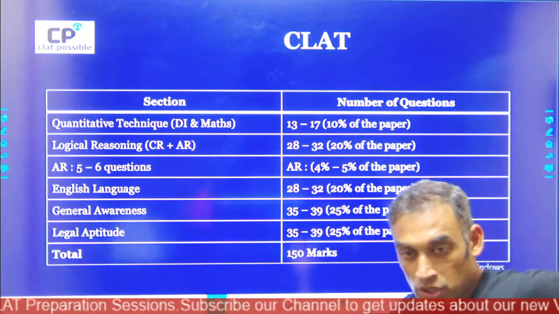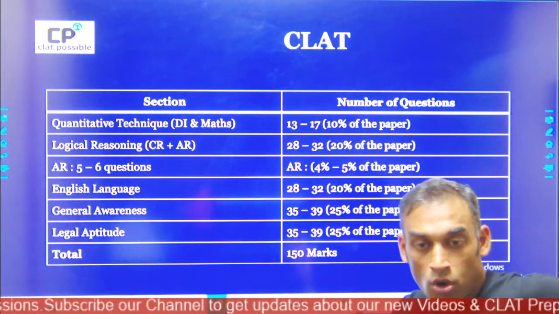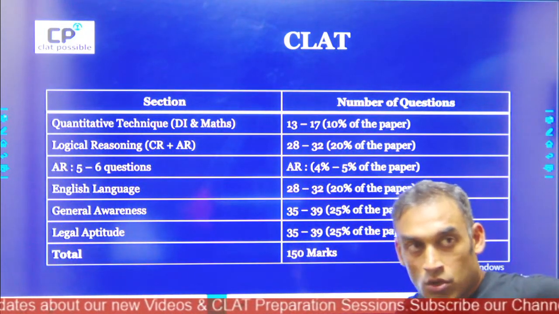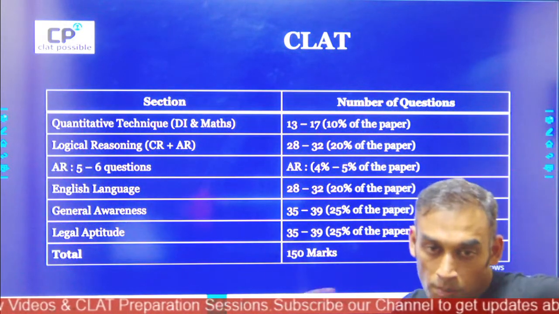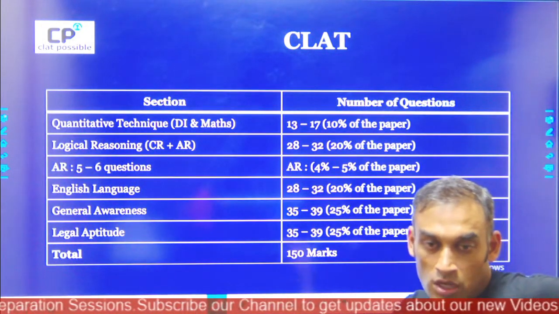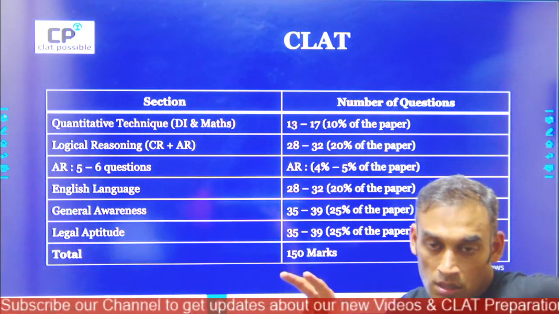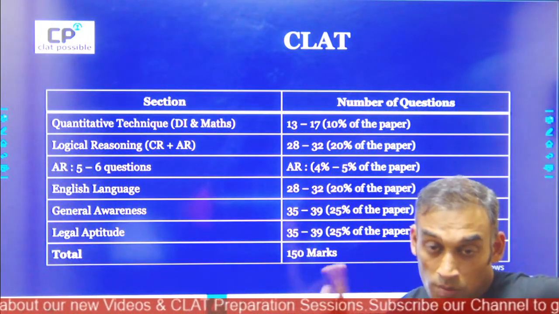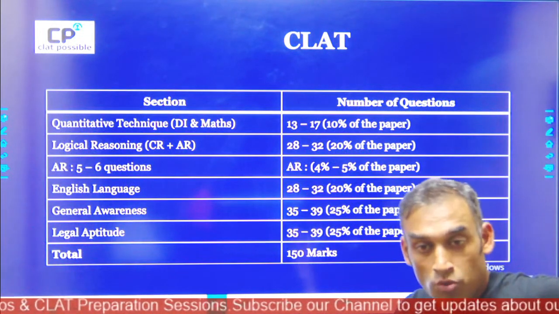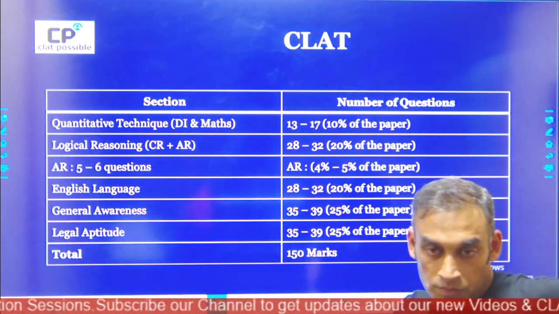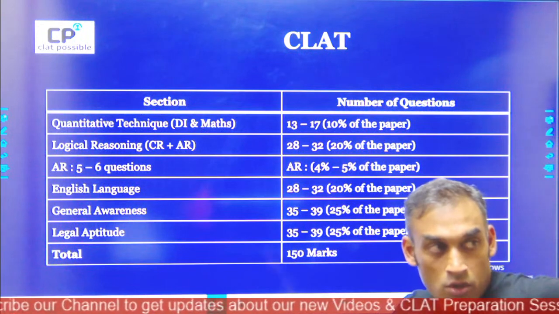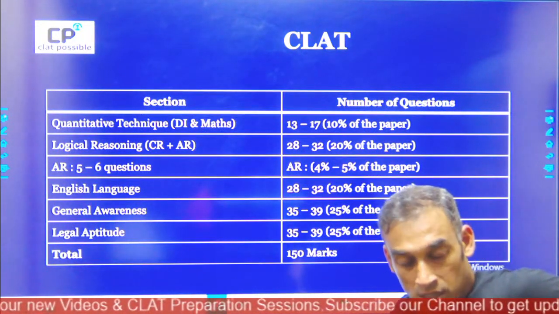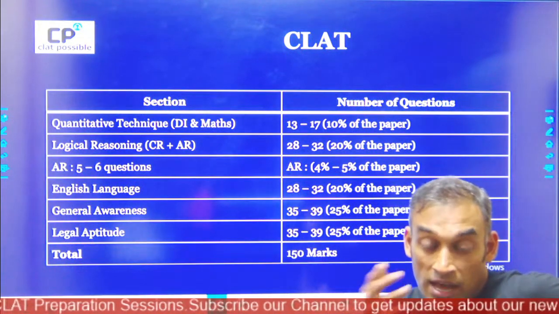What we typically try to do in our mocks is cover a DI set through a topic of mathematics. So there would be a time, speed, distance DI set. There would be a time and work DI set. There would be a DI set based on profit and loss. In fact, this year's CLAT paper had a question on profit and loss, right? Similarly, there's a DI set on averages.